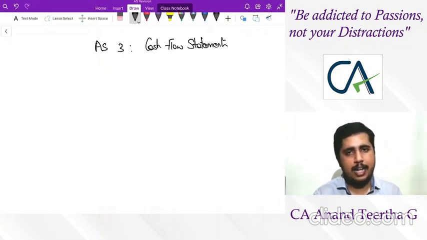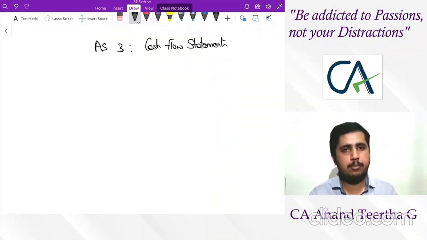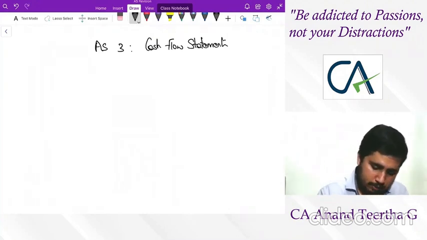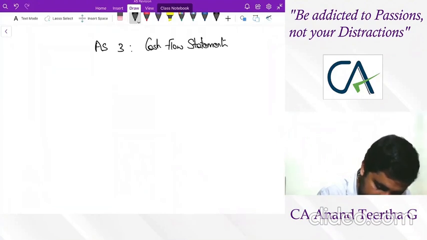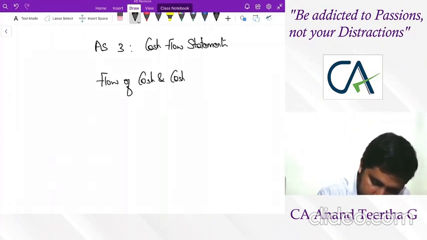Now talking about cash flow statements from the theoretical angle, from the understandability angle, and how that 5-mark question could be asked in the exam. Now when it comes to the cash flow statement, it is basically the flow of cash and cash equivalents.